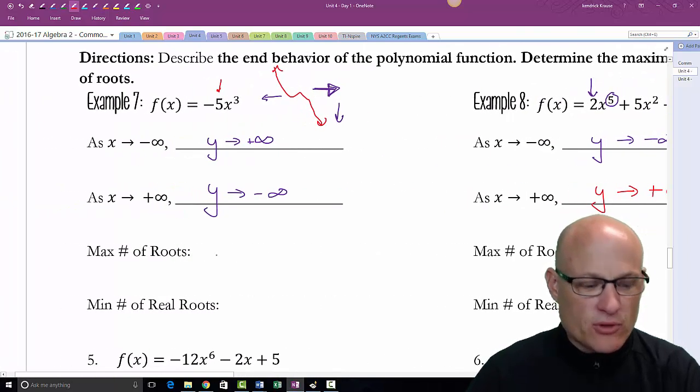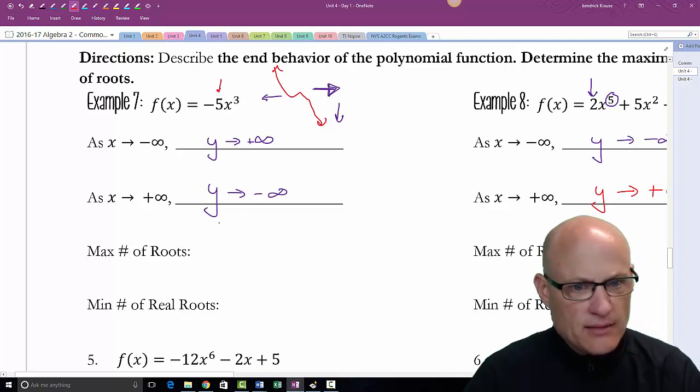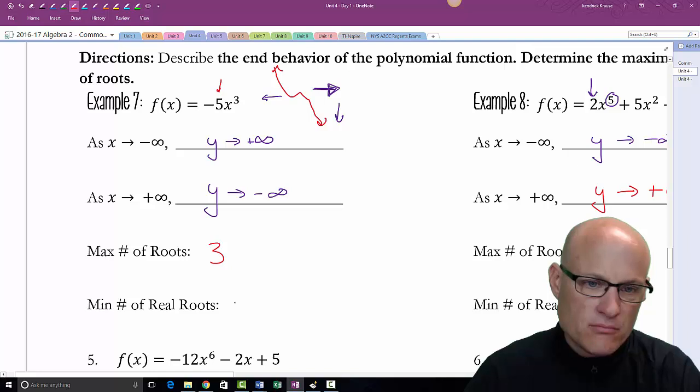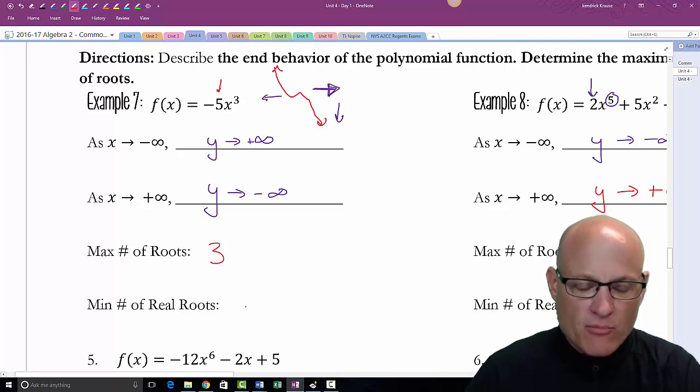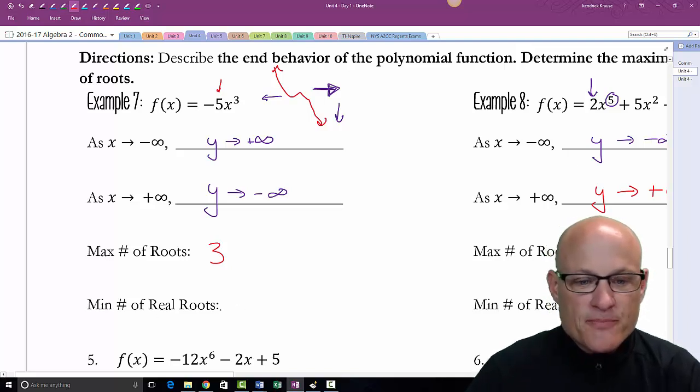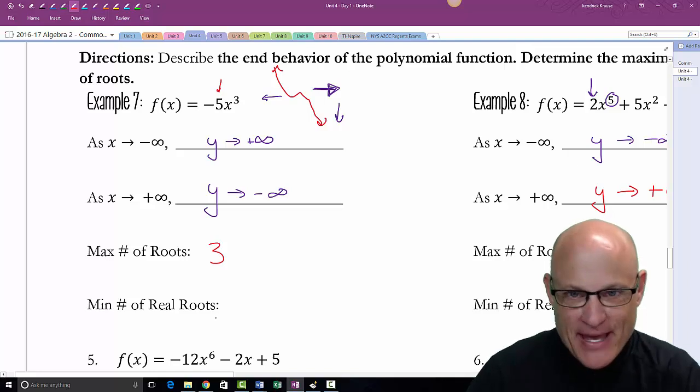Maximum number of roots. In this case, the maximum number of roots is 3. The maximum number of real roots is also... Oh, the minimum number of real roots. God, I was wondering what the heck that was. The minimum number of real roots, it has to pass the x-axis. It has to pass the x-axis. So the minimum number of roots is 1.